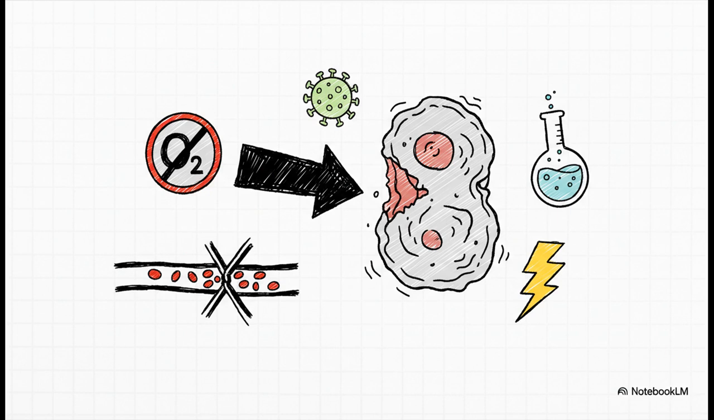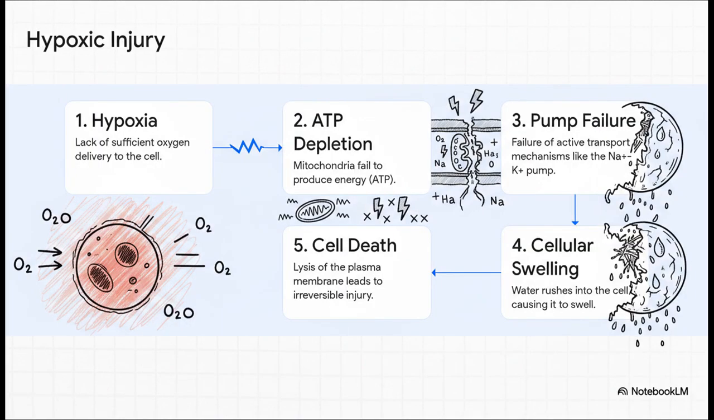Of all the things that can injure a cell, the single most common one is hypoxia, just a plain old lack of sufficient oxygen. And this is most often caused by ischemia, which means there's just not enough blood flow getting to the tissue to deliver that oxygen. And a lack of oxygen kicks off this absolutely devastating chain reaction. It's like a row of dominoes.